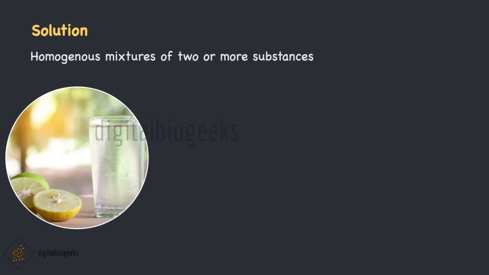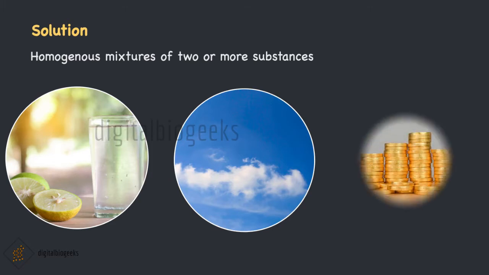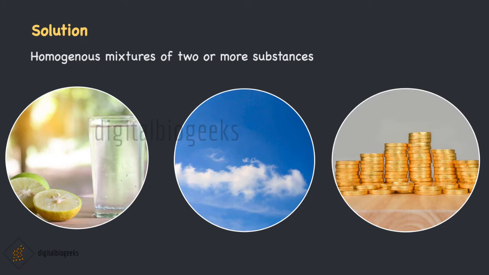But there are gaseous solutions and solid solutions. An example of a gaseous solution is air as it contains many gases. Examples of solid solutions are alloys. Have you heard about alloys? Alloys are mixtures of two or more metals or one metal and a non-metal. Gold is an alloy which contains copper and gold mixed together.